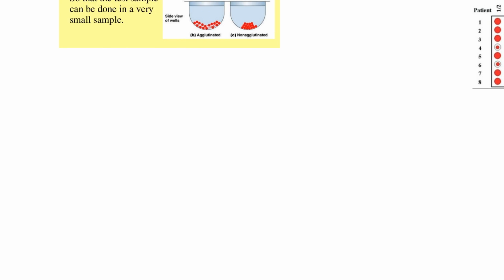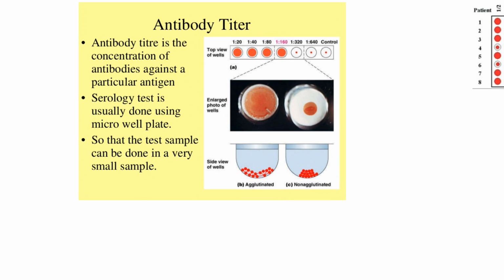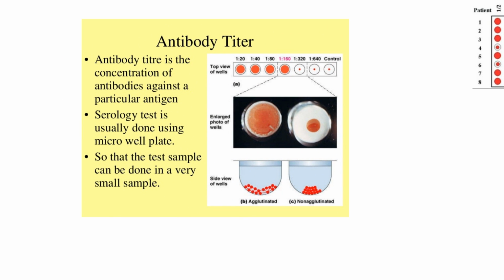Now, titer, I just want to talk about it a little bit more. It's a way to express the concentration of antibodies in the blood. There are a couple of figures here, and you can read this whole thing. You can do tests to see the titer, and the titer is always done on a dilution.